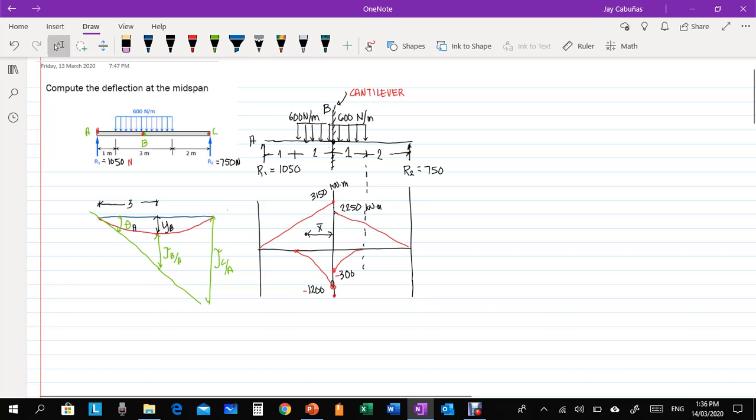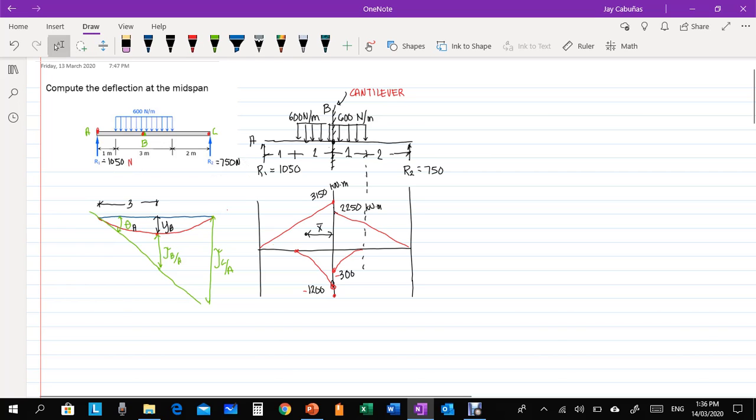I will indicate this point as point A, this point is point B, this point is point C. We have a distributed load of 600 Newton per meter. The first thing to do is to compute for the reactions. By the way, I already computed the reactions: at point A, we have 1050 Newton as the reaction. At point C, we have 750 Newton as the reaction.